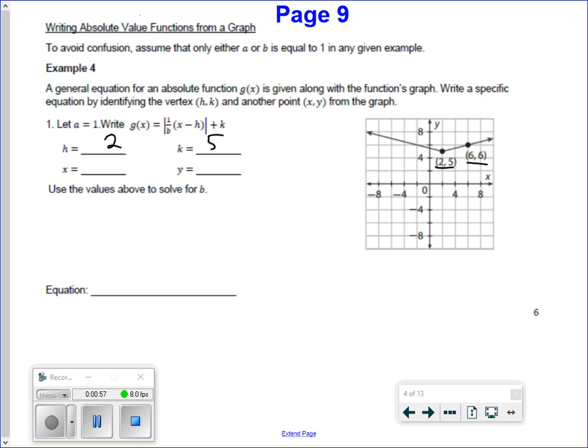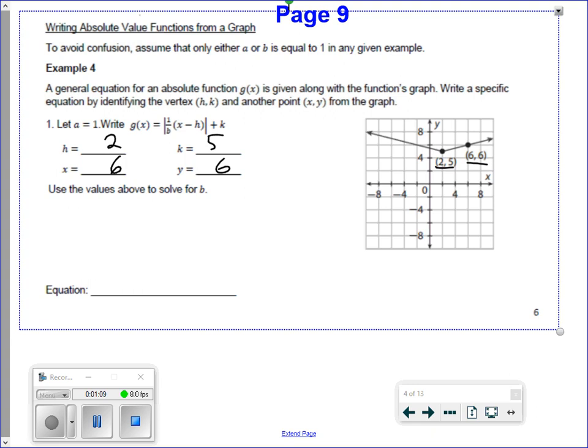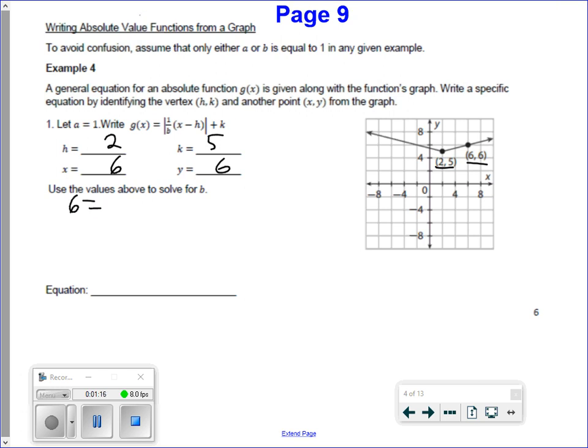The vertex is HK, and our XY point will be 6, 6. That's the point they gave us. That's the point we're going to use. And now we're going to plug everything in, and we're going to solve for B. So our G of X, or really just our Y, that's 6. That's going to equal the absolute value of 1 over B multiplied by our X of 6 minus our H of 2. Close the parentheses, plus 5.